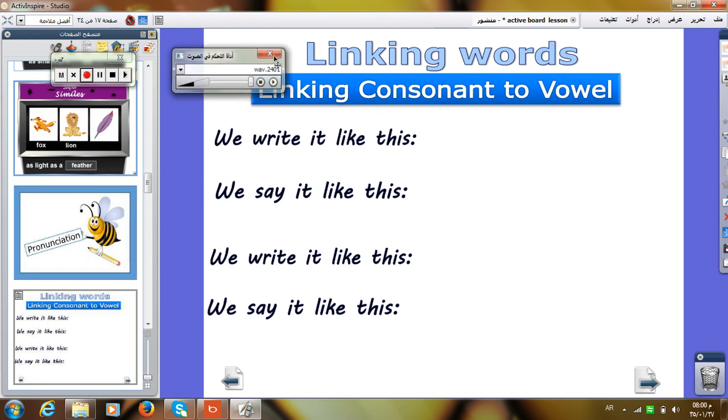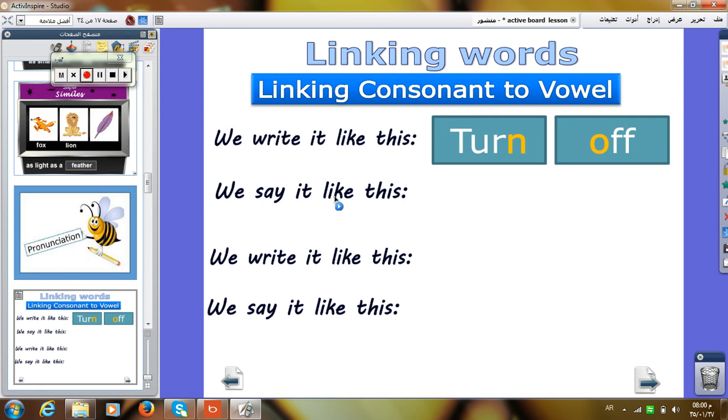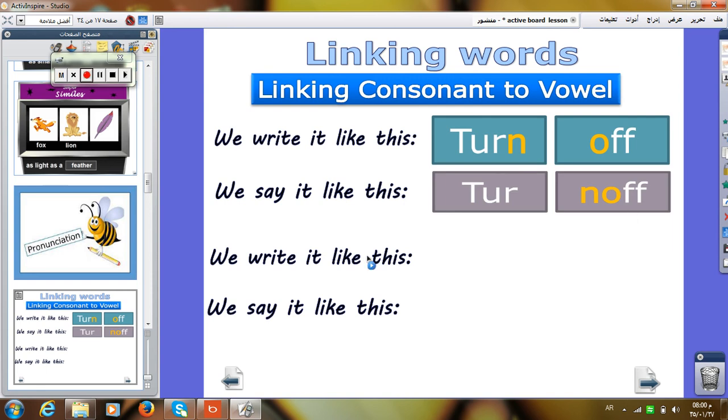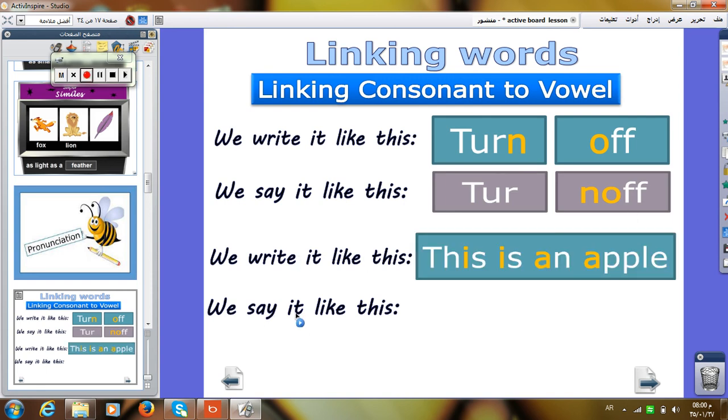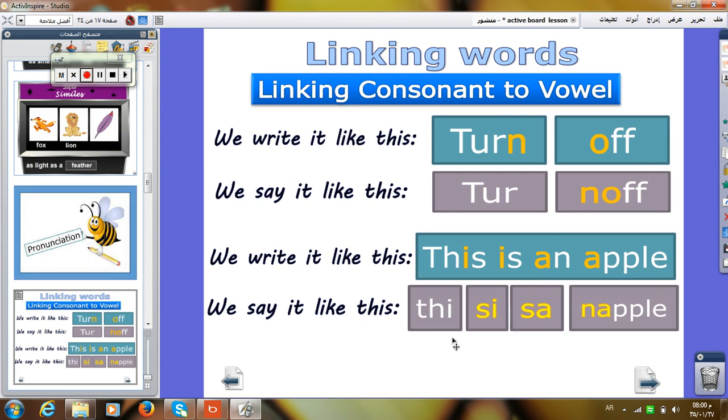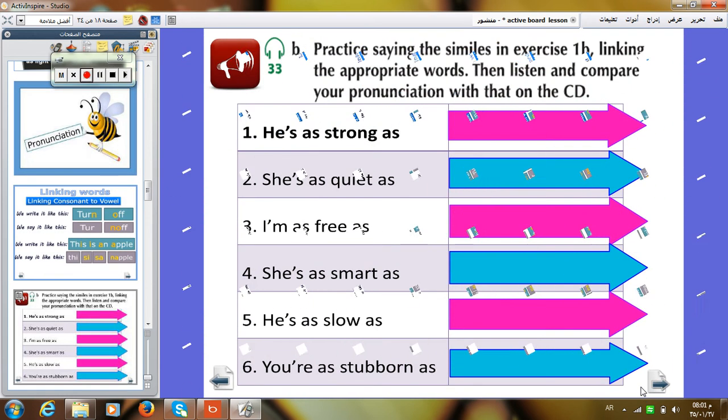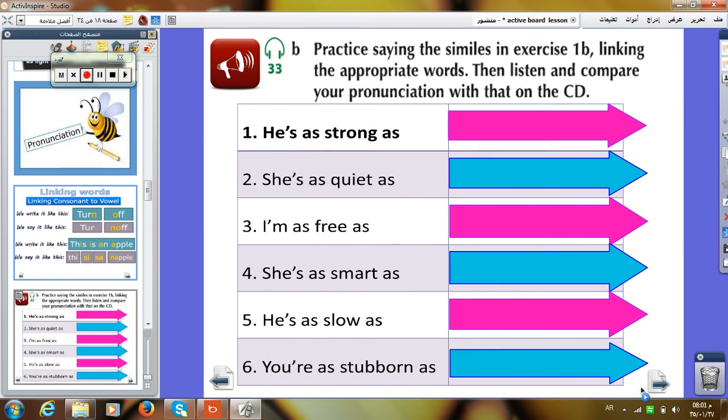Linking words, linking consonant to vowel, we write it like this, but we say it like this. This is an apple. Students will practice saying the similes, linking the appropriate words. They will listen and compare their pronunciation with that one on the CD.